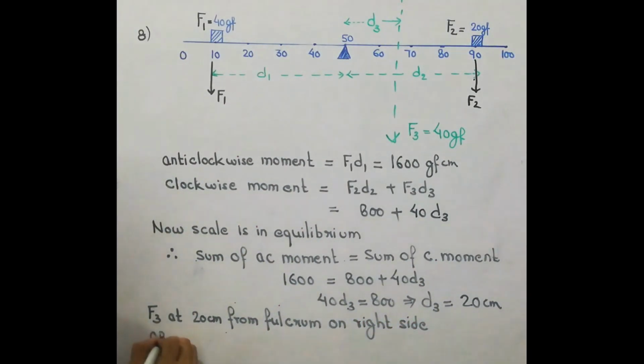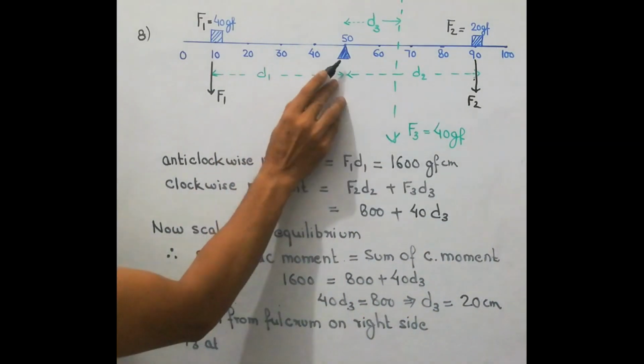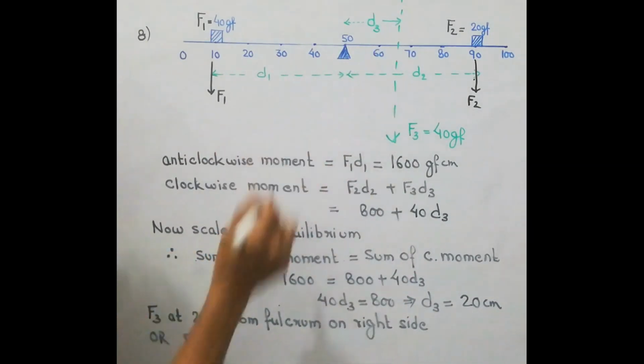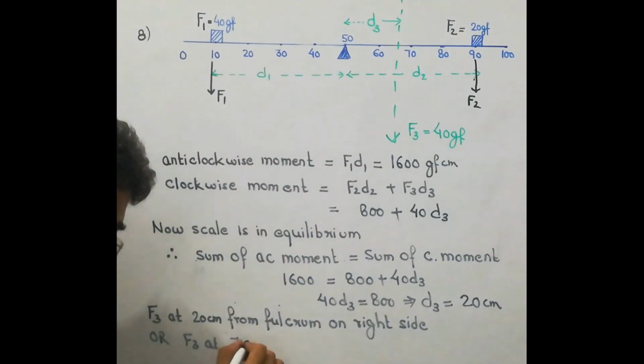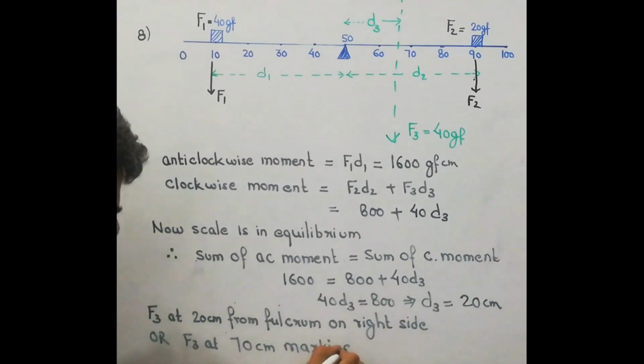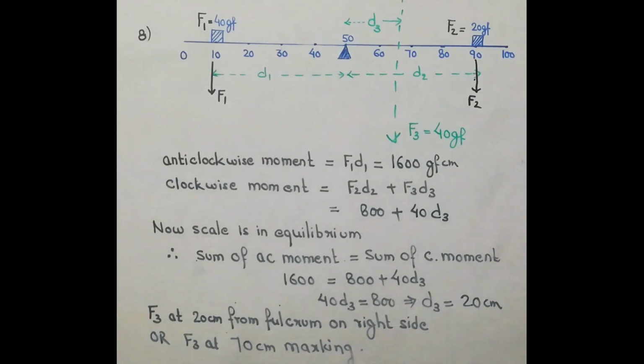Or you can also write it this way. The fulcrum is at 50 and then you add 20, 70 centimeter marking. You can write it like this also, that F3 at 20 centimeter from the fulcrum on the right side, or you can write F3 at 50 plus 20, that will make it 70 centimeter marking. Hope this is clear to you, so you can note it down.